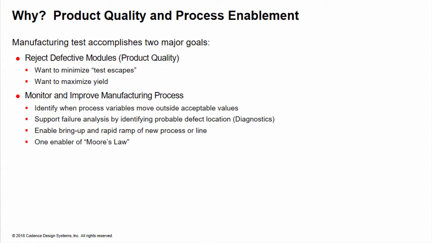Sometimes this analysis provides insights to new defect mechanisms in the process or the line that need to be investigated and changed. So chip manufacturing test is an integral part of the continuous improvement cycle that has enabled the semiconductor industry to follow Moore's law's exponential growth curve.